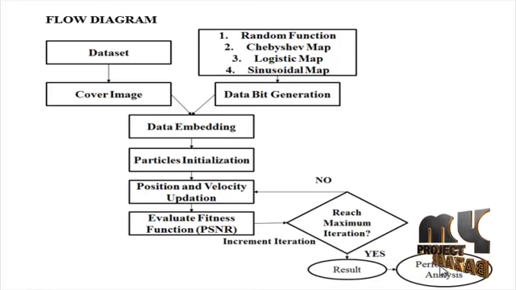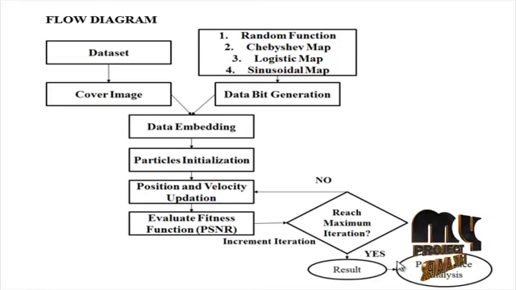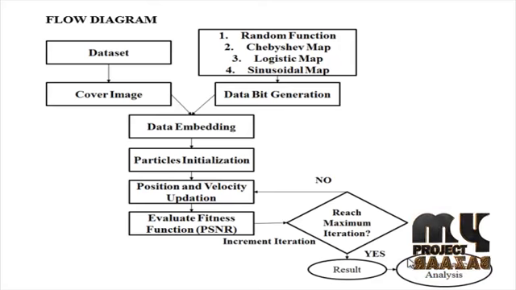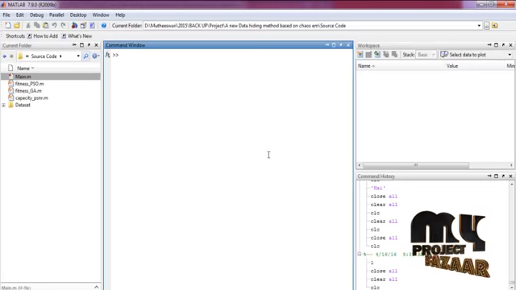Finally, the performance has been analyzed. PSNR is most commonly used to measure the quality of reconstruction of lossy embedded codecs. The image in this case is the original data, and the noise is the error introduced by embedding. The bit error rate is the number of bit errors per unit time. The bit error ratio is the number of bit errors divided by the total number of transferred bits during a study time interval. Let me discuss the running procedure for our process.